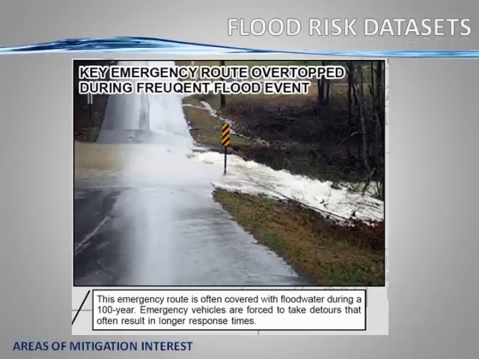Also, this emergency route is often covered by floodwater during a 100-year event. So this is just a zoom in of what an area of mitigation interest looks like. So you might want to ask, okay, what are we going to do here to reduce the flood risk? Because that looks like it's a problem.